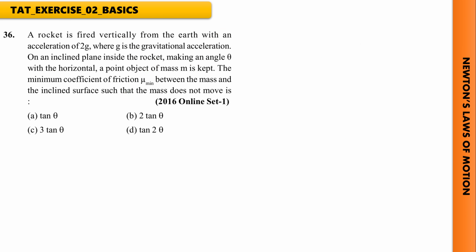In this question, a rocket is fired vertically upward with acceleration of 2g, right? There is an inclined plane inside the rocket making an angle theta with the horizontal. A block of mass m is kept. What is the minimum coefficient of friction between the mass and the surface so that the mass does not move? Okay, so this is your rocket.